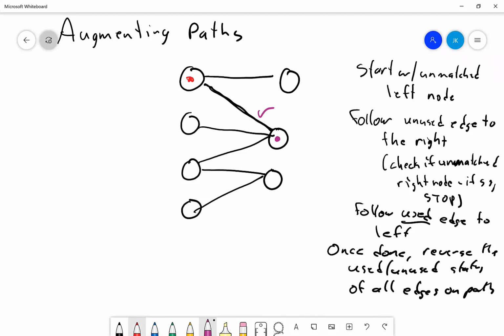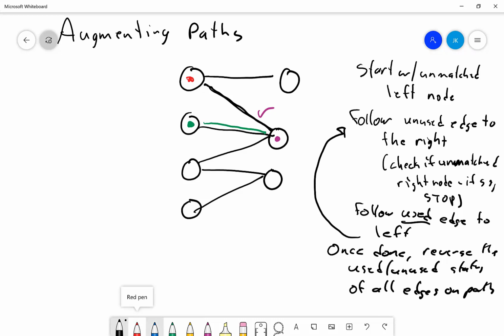Okay, so now I go to my next one. I'll use green for this. I go to this node, and I follow an unused path, and I say, did I get to an unmatched node? No, this one's actually matched already. And so what I'm going to do is follow a used edge to the left. I'm sorry, I should have made it clear that we will repeatedly do this. We're going to repeat this loop over and over.